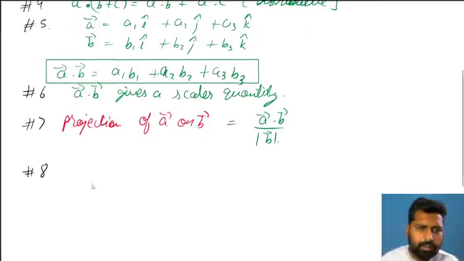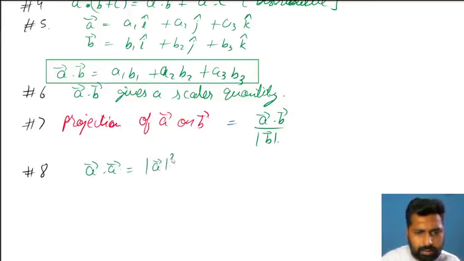All right. Then one more property is A dot A is magnitude of A whole square, and we'll use this in forward as well as reverse. The moment we see mod A square, we can write A into A.